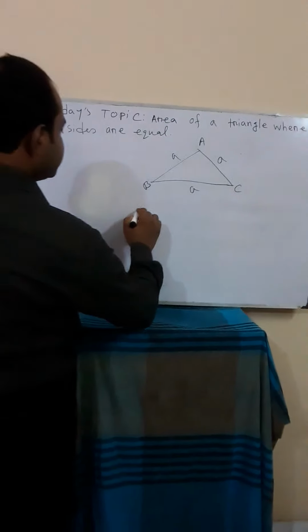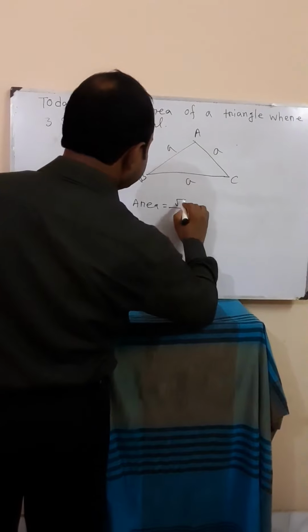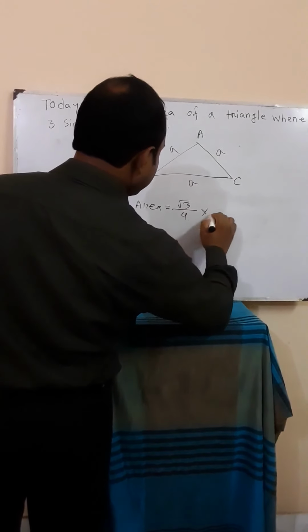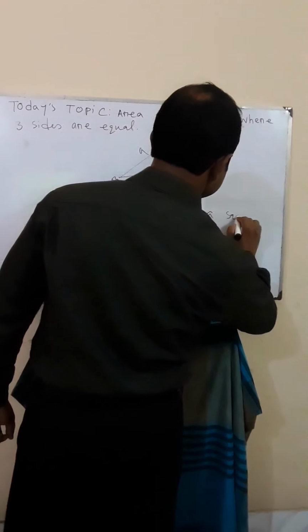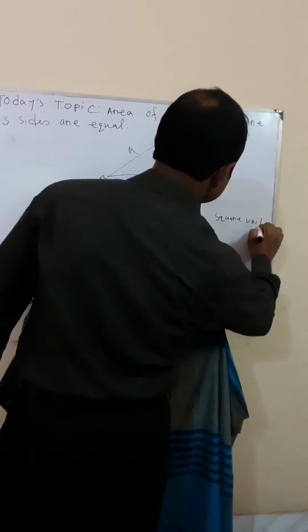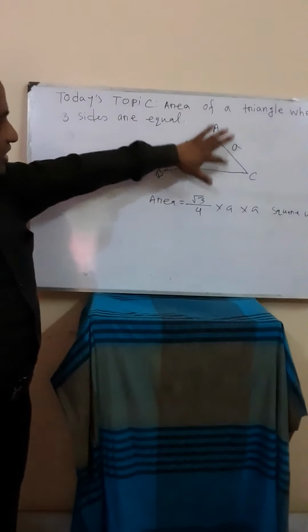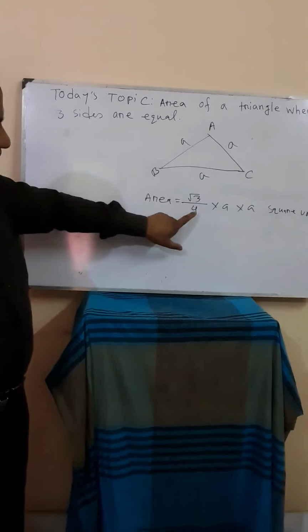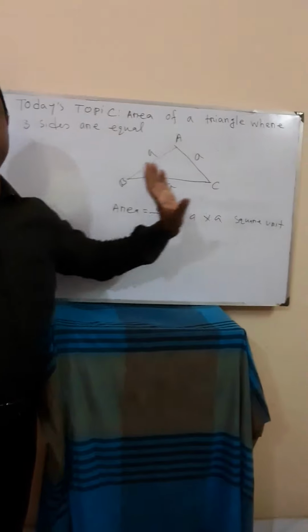The area of this triangle is √3 by 4 A into A square unit. This is a triangle and the area is √3 by 4 A into A, that means √3 by 4 A square unit.